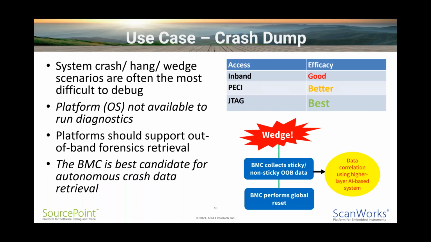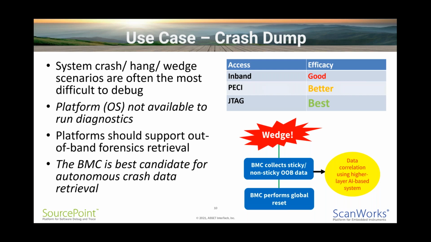All right, let's go into some of the use cases right before the demo. We're going to show crash dump, and this is a really interesting and powerful use case for embedded JTAG, because these are the kind of bugs when a system crashes or wedges or hangs. These are the most difficult, intermittent, random, really hard-to-triage events. And of course, when the platform is locked up, the operating system and platform firmware are not available to run any of a plethora of diagnostics that you might have available.